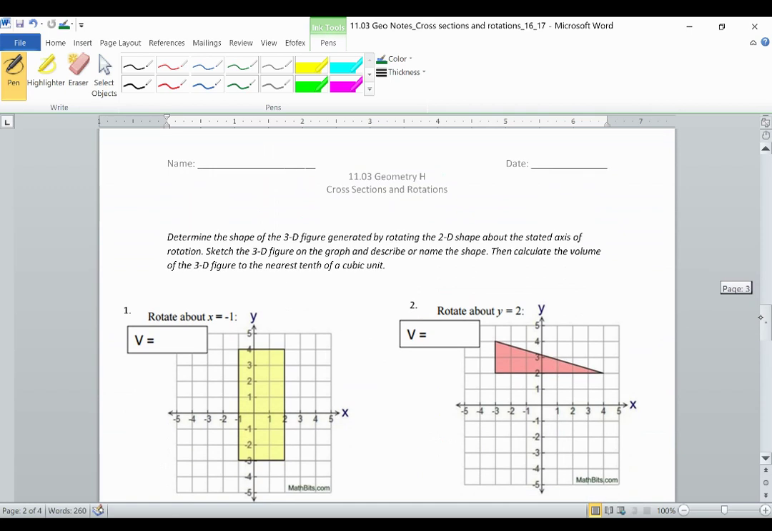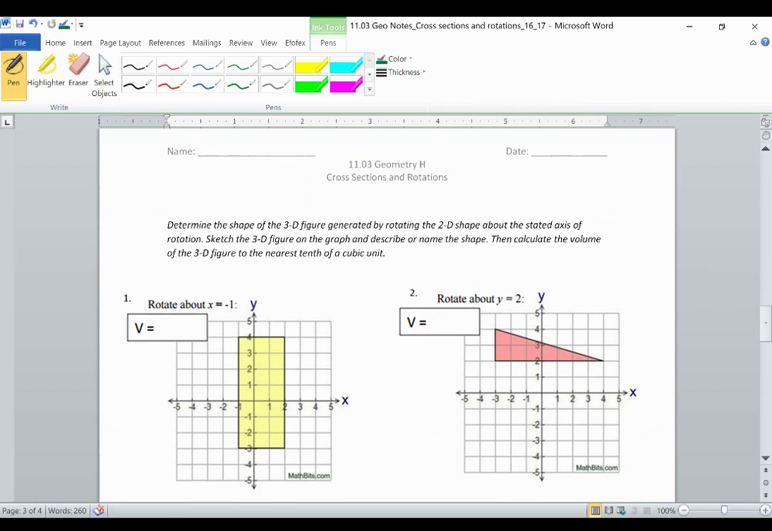All right, so we're going to talk about something else. This is still hard to visualize, but I think these are maybe a little bit more concrete for some students. So it says, determine the shape of the 3D figure generated by rotating the 2D shape about the stated axis of rotation. Sketch the figure on the graph. So we want to sketch it, describe the shape, so what's the name of it, and then we want to calculate the volume to the nearest tenth of a cubic unit.